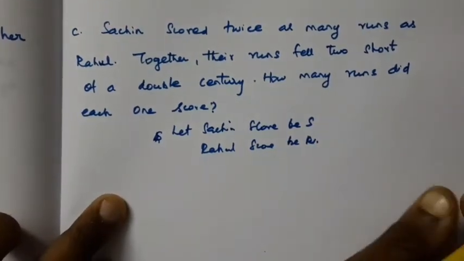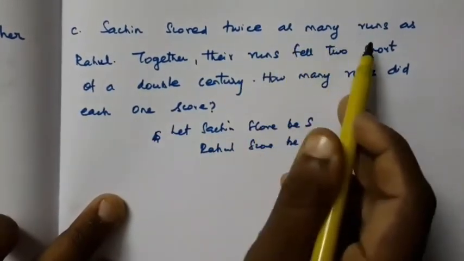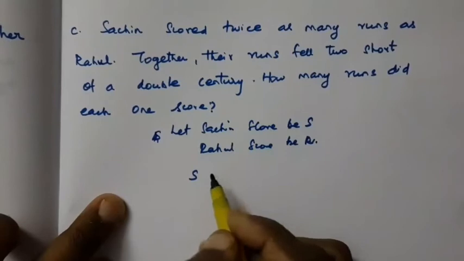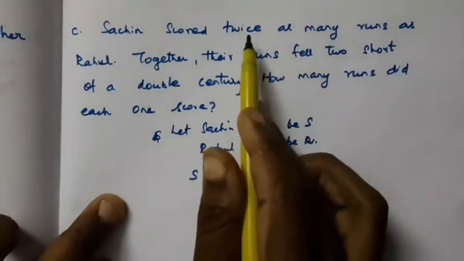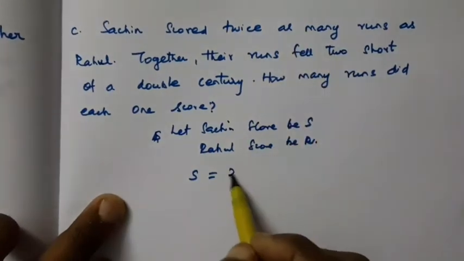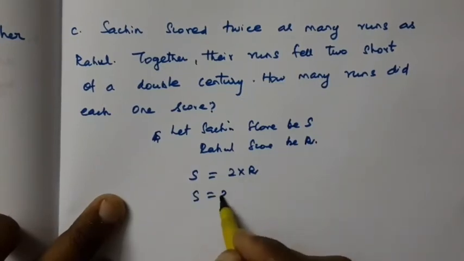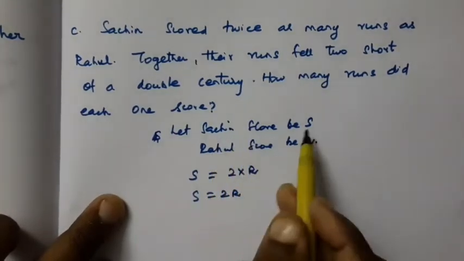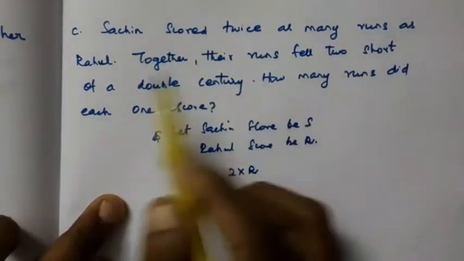So what is the equation? Sachin scored twice as many runs as Rahul. So whatever Rahul scored, you have to take twice that. So you have to multiply Rahul's score by 2, that is Sachin's score. So S equal to 2R. Okay, S equal to 2R. Sachin's score is S, Rahul's score is R. So Sachin's score is twice Rahul's score.